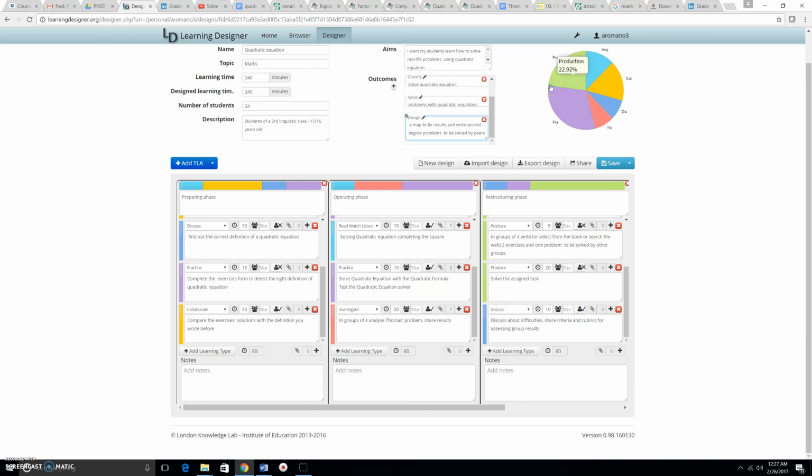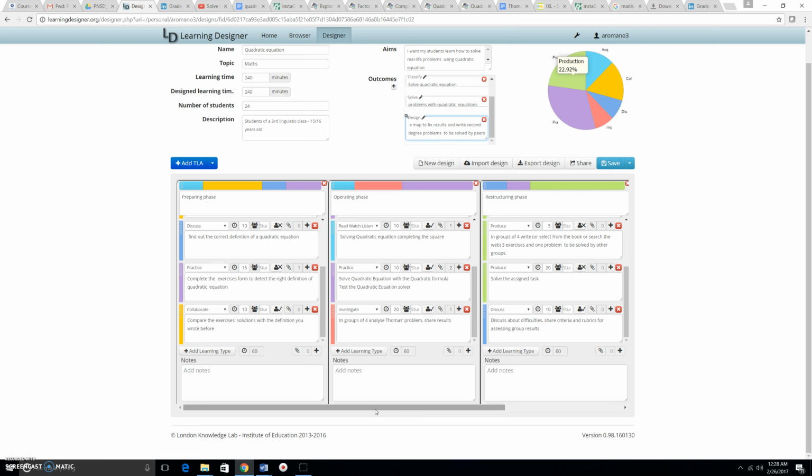As you can see from the pie chart, the activities I use for this lesson are 22% production activities, 12% acquisition activities, 16% collaboration, 8% discussion, 8% inquiry, 31% practice, and 22% production. The phases I planned are four, and each of them lasts 60 minutes.